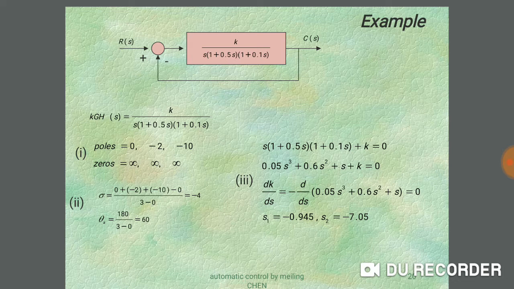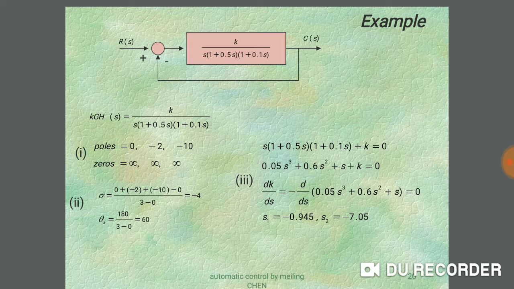The equation is given: K G(s) H(s) is equal to K divided by s into (1 plus 0.5 s) into (1 plus 0.1 s). As we have discussed in the steps, we'll first find out how many poles and how many zeros there are. This is nothing but the poles and the zeros.